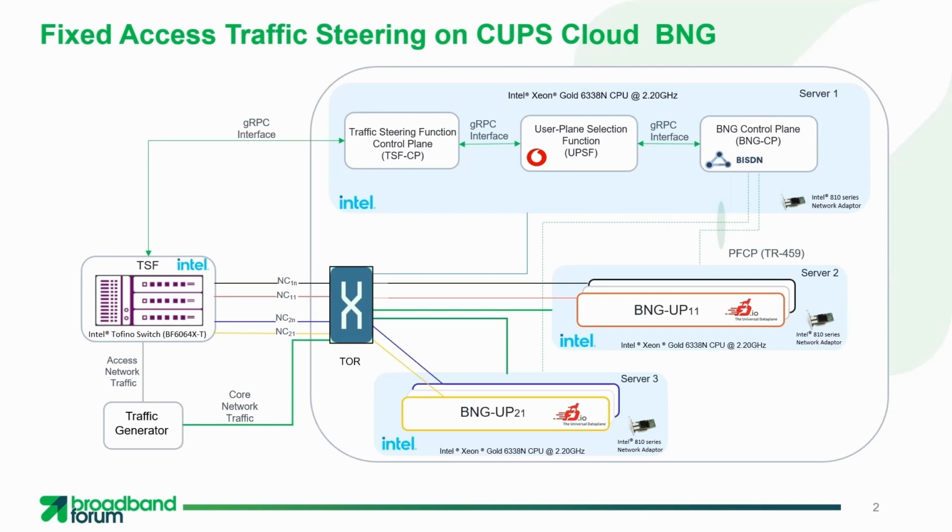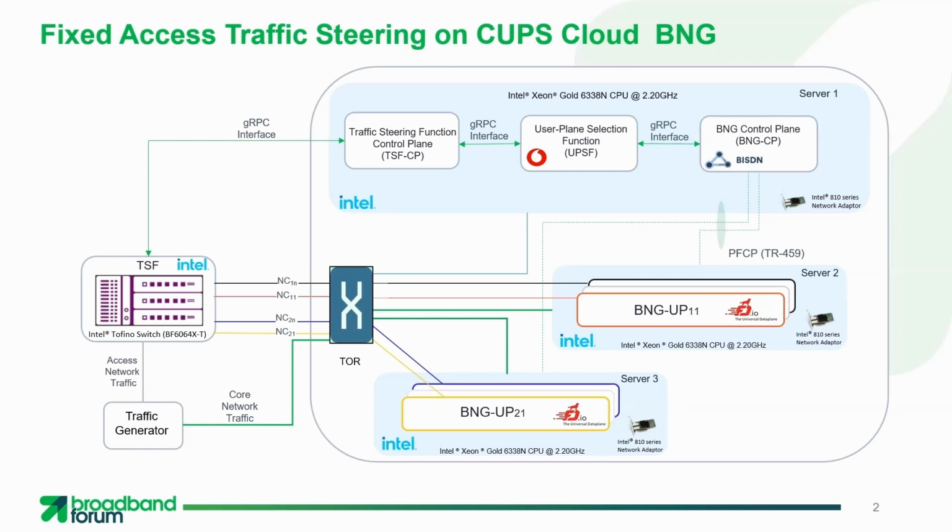The third server implements 3 control plane components. First one is BNG control plane function that performs subscriber management functions. Second component is user plane selection function or UPSF. It anchors the subscriber session context to the BNG user plane instances based on operator policy. The third component is control plane for traffic steering function, which programs subscriber traffic steering rules on the TSF switch over gRPC interface. Another important component is traffic steering function, which is implemented on Intel Tofino P4 programmable switch.